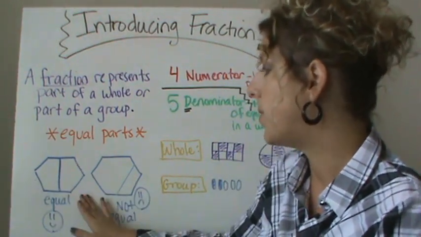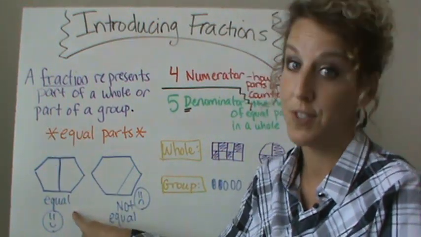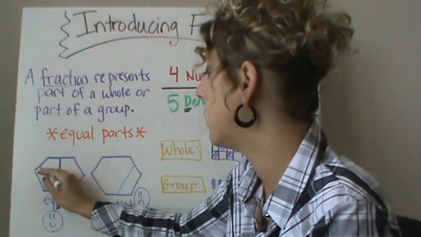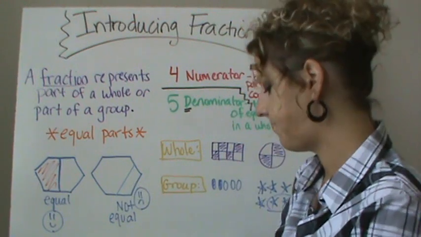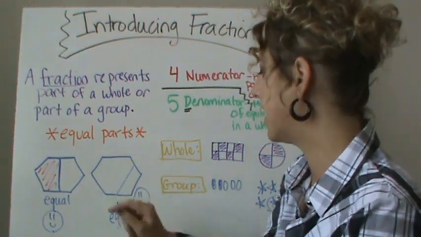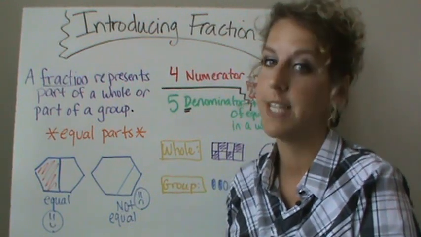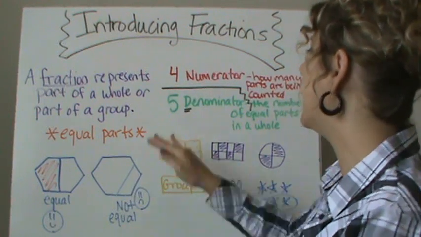In this example, the hexagon is split equally. So that's a great fraction. If I colored in half of it, that would be 1/2. If we look at this hexagon, it is split unequally. It is not a fraction. It has to have equal parts.